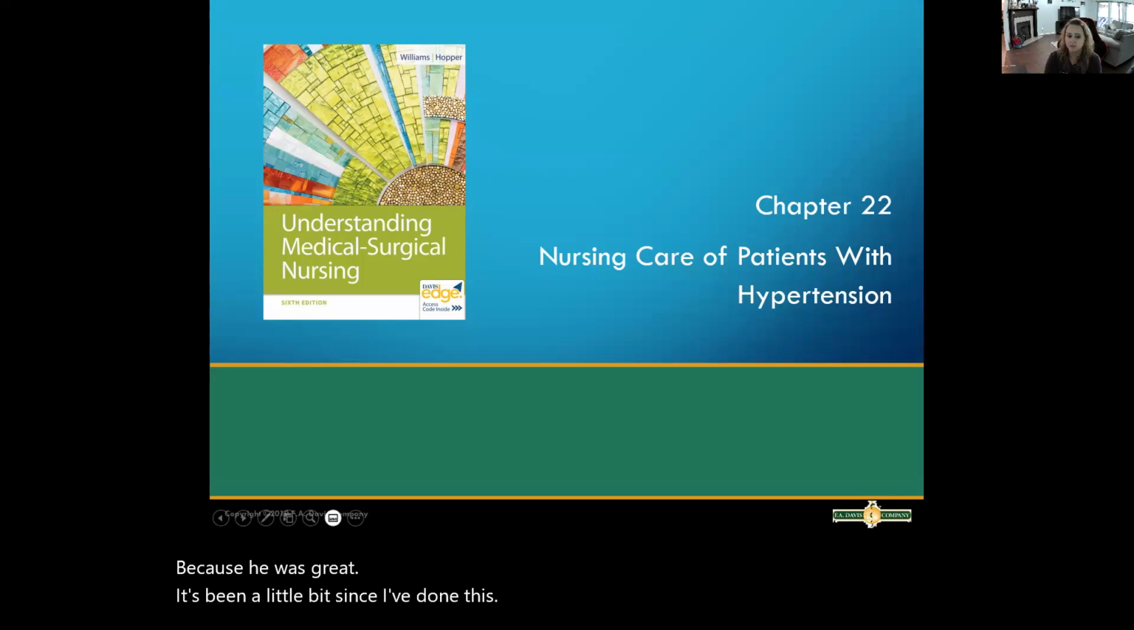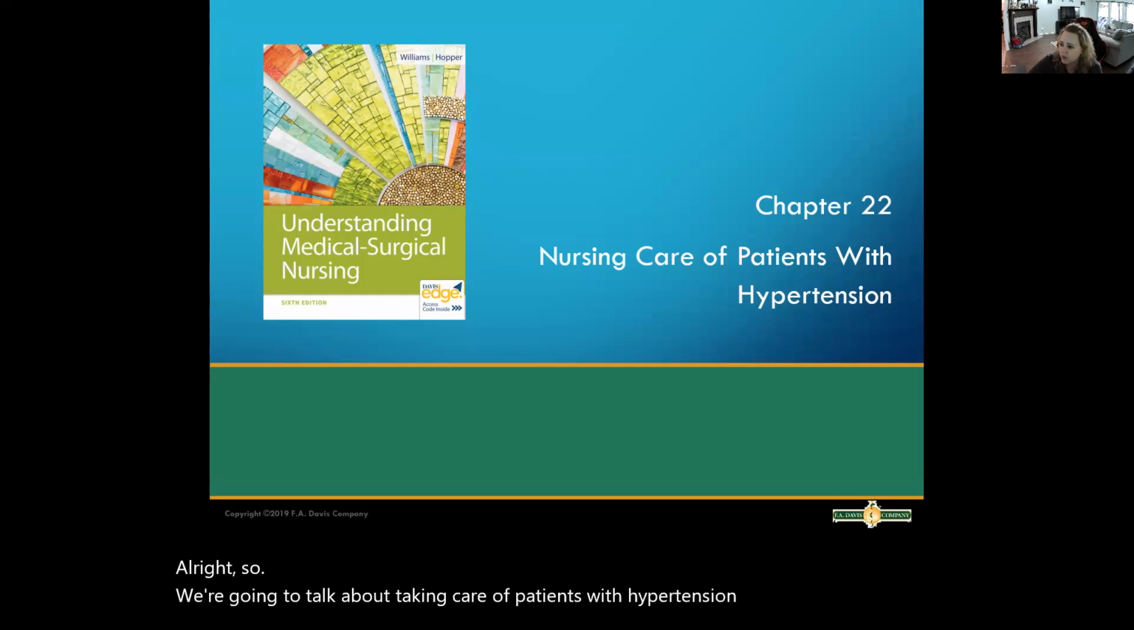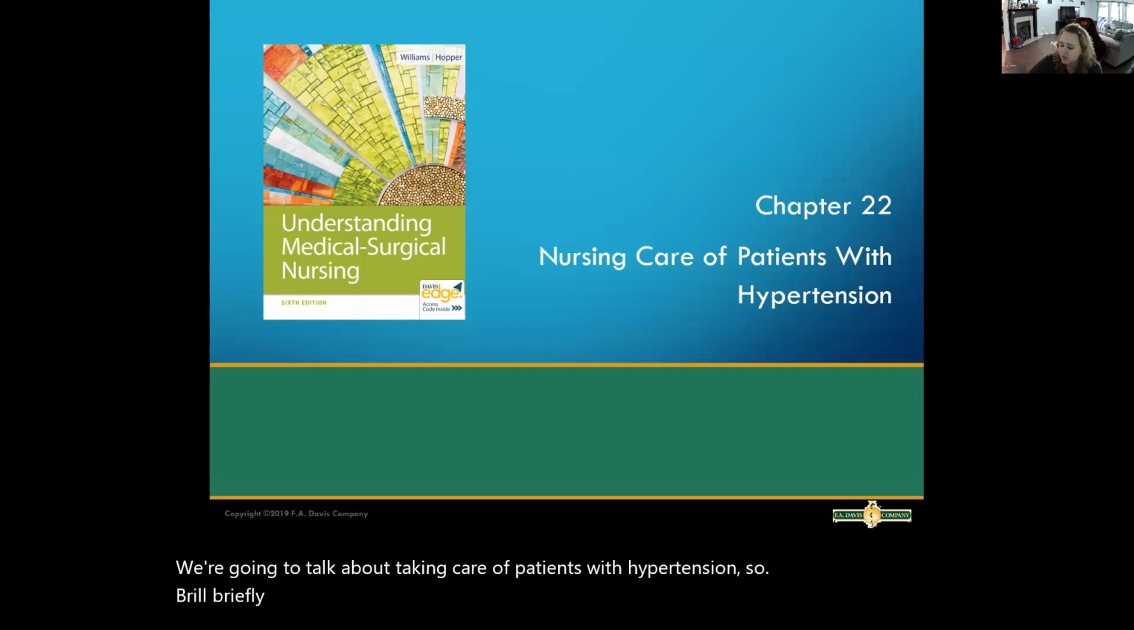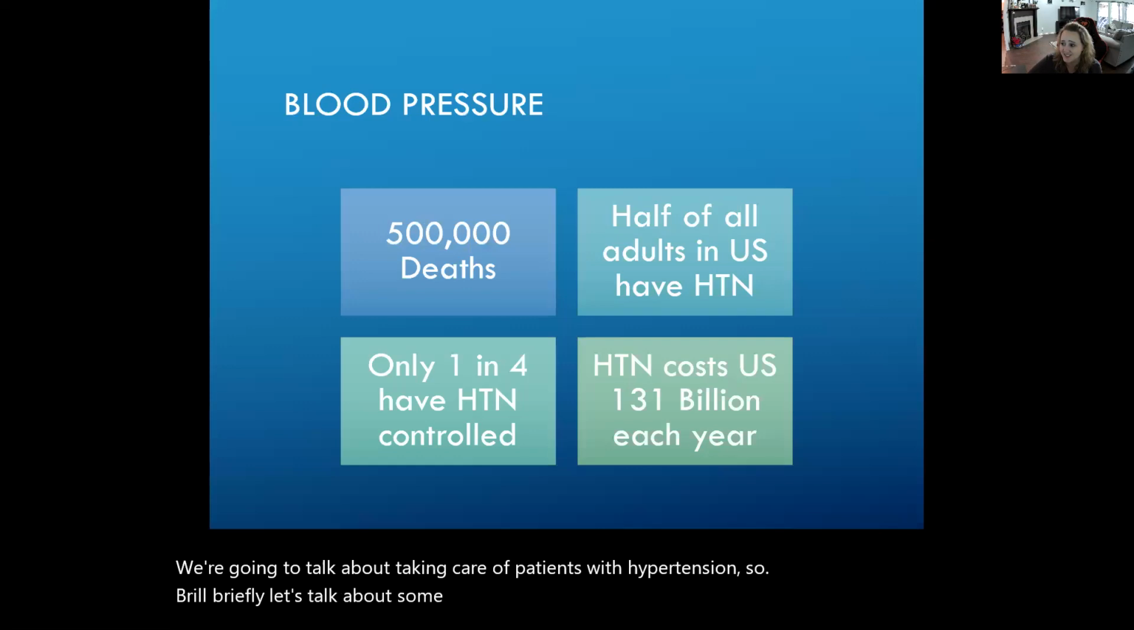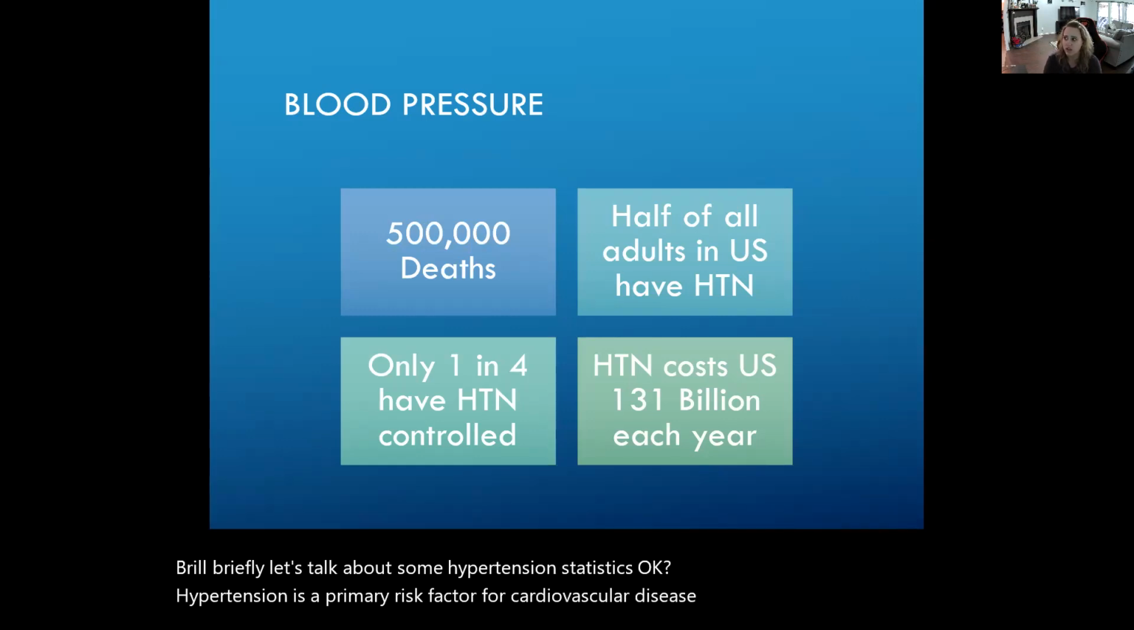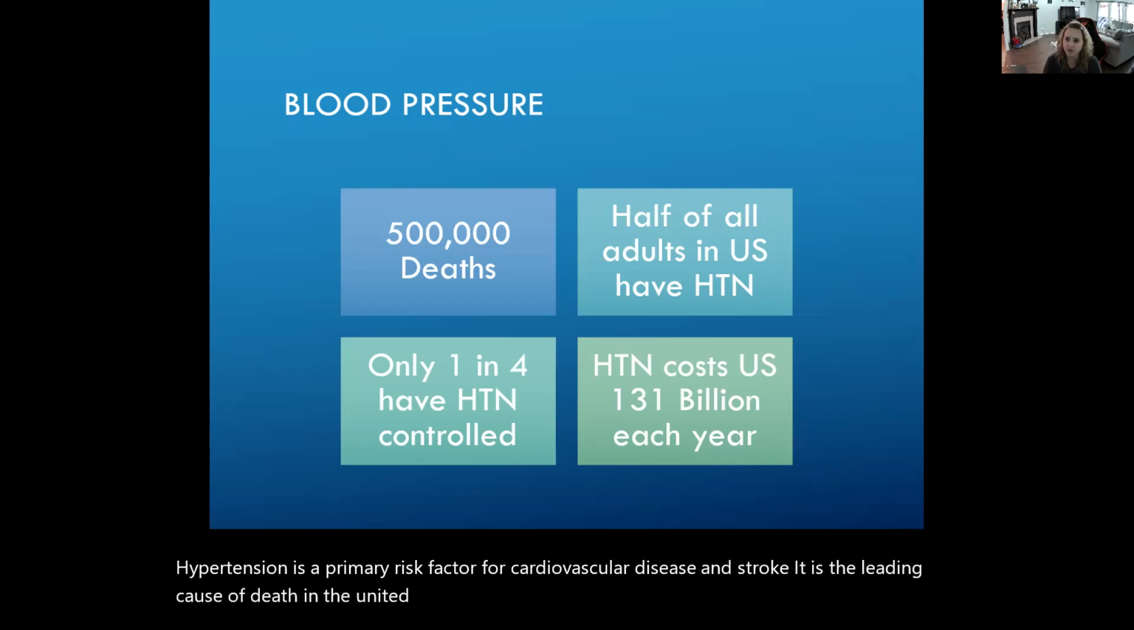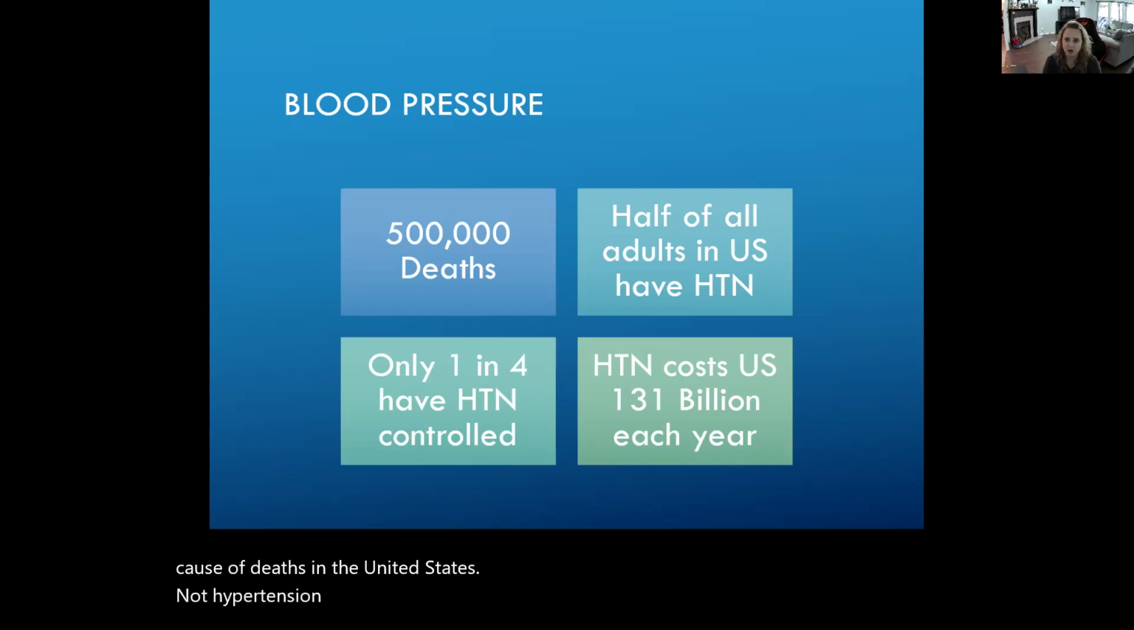All right, so we're going to talk about taking care of patients with hypertension. So real briefly, let's talk about some hypertension statistics. Hypertension is a primary risk factor for cardiovascular disease and stroke. It is the leading cause of death in the United States. Not hypertension itself, but death from stroke and heart disease.